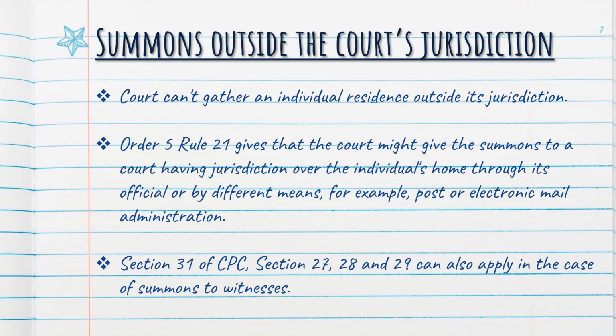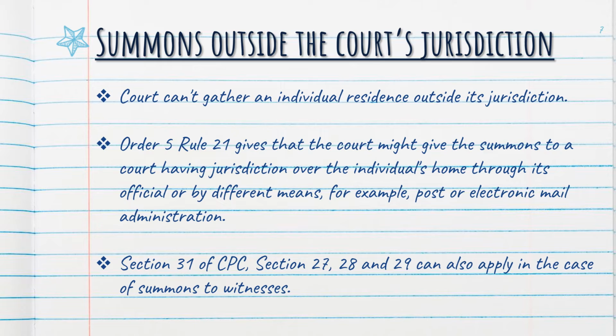According to Section 31 of the Code of Civil Procedure, Sections 27, 28 and 29 can also apply in the case of summons to witnesses. Section 28, on service of summons outside the state, states that the summon has to be sent to the court with jurisdiction in the other state, in accordance with the rules in the transferee state. Such a court can serve the summon, and translation can also be made accordingly.